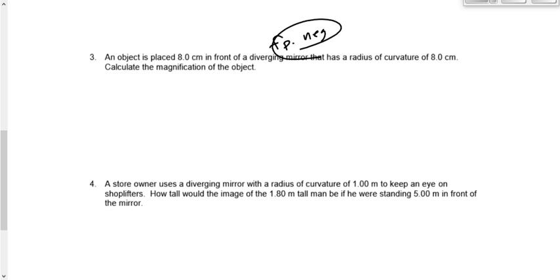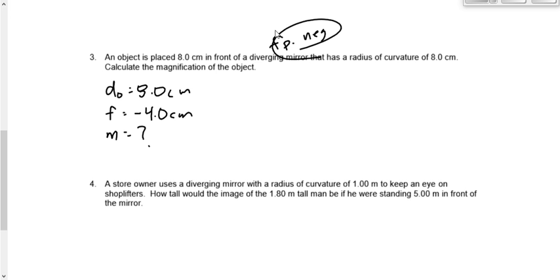Now it says the radius of curvature is 8 centimeters. What is that really telling me? We know the object distance is 8.0 centimeters, and we know the focal length in this case is negative 4.0 centimeters. Half the radius, and in this case negative because it was a diverging mirror. We want to find the magnification.